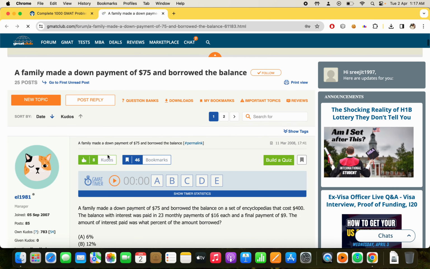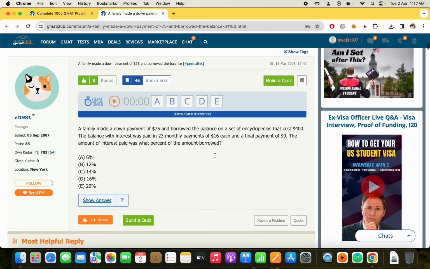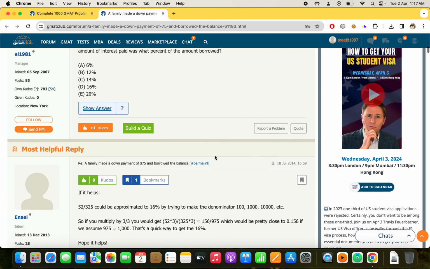Let's see how the 16th problem works. Almost to the end. The family made a down payment of $75 and borrowed the balance on a set of encyclopedias that cost $400. The balance with interest was paid in 23 monthly payments of $16 each. Again, a simple interest problem. Let's see.